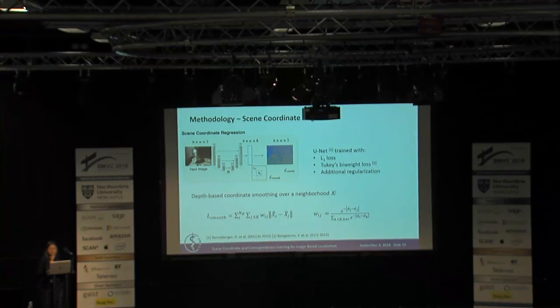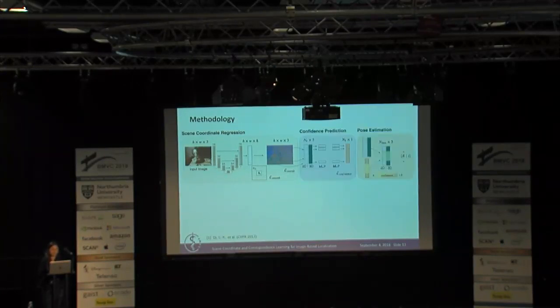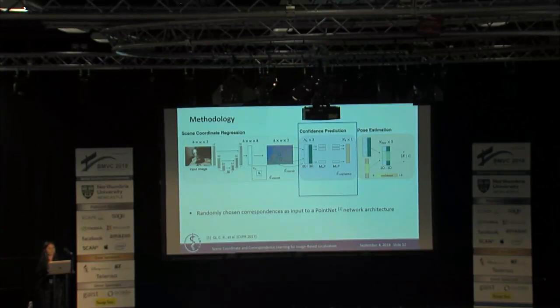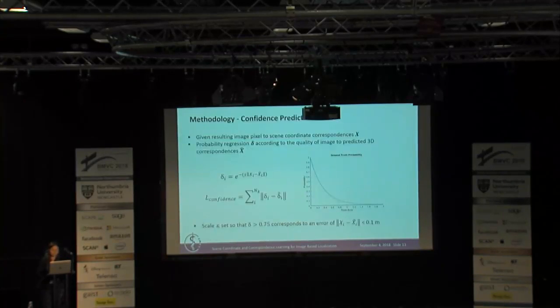If there are edges, for example, or huge differences in depth, we try to give it lower weight to neglect these points. So now to our main contribution, the confidence predictions. Once we have regressed our scene coordinates, we apply a second network, and we randomly choose correspondences predicted by our first network as an input to a PointNet network architecture. Then for each of these correspondences, we will obtain a probability of how well this correspondence actually matches.